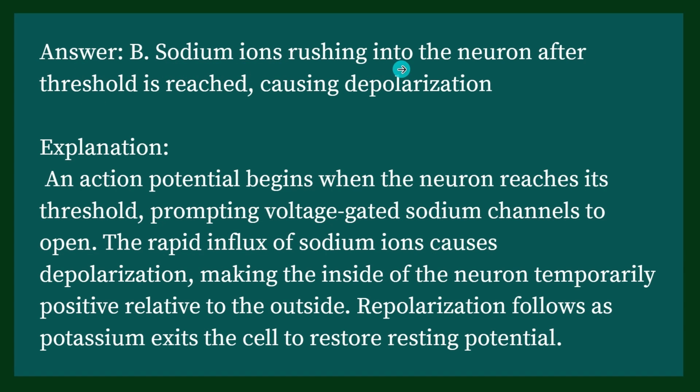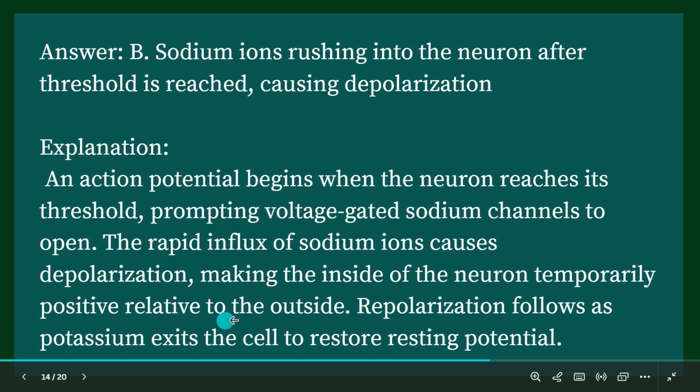So B, sodium ions rushing in, is the correct answer. An action potential begins when the neuron reaches its threshold, prompting voltage-gated sodium channels to open. The rapid influx of sodium ions causes depolarization, making the inside of the neuron temporarily positive relative to the outside. Repolarization follows as potassium exits the cell to restore resting potential.